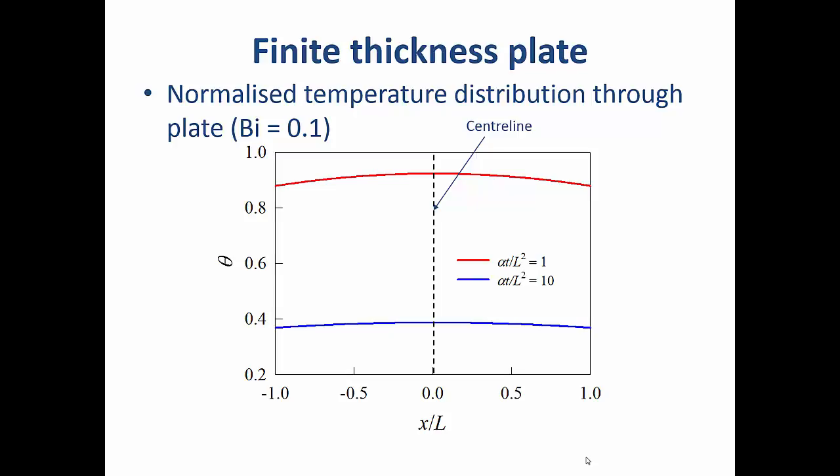Now, applying that temperature distribution, for the case of the Biot number equals 0.1, the normalized temperature distribution through the plate looks like this for two different values of alpha t over L squared, namely 1 or 10. So you can see that the distribution essentially has a parabolic form, and obviously it goes to lower dimensionless temperatures as the time increases.